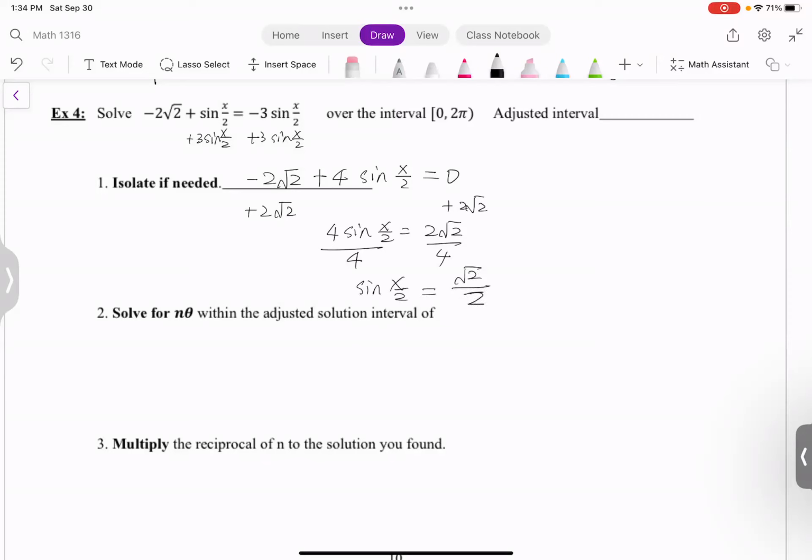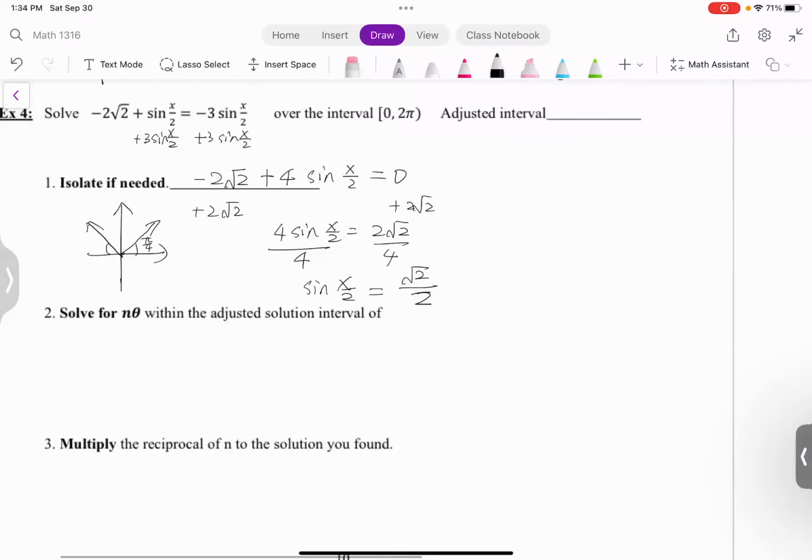And where is the angle x over 2? In which quadrant? Sine is positive, so I'm having my angle in the first and the second quadrant. What is the reference angle if I see square root of 2 over 2? Pi over 4. Yes, this is pi in radian mode. So my x over 2.